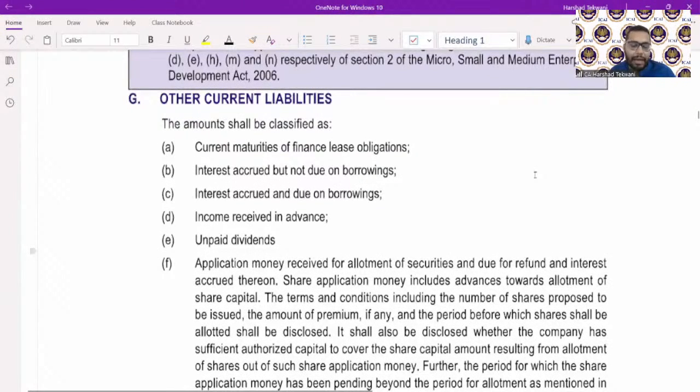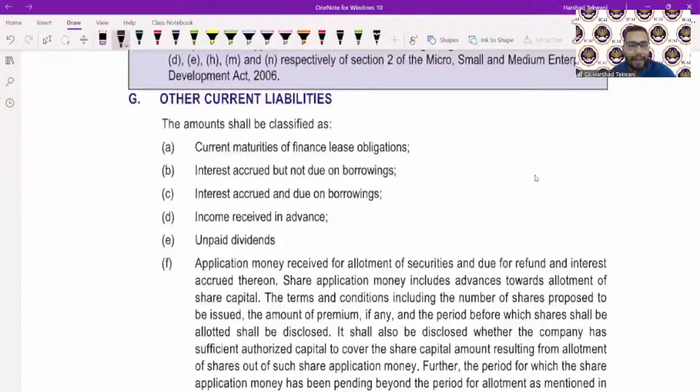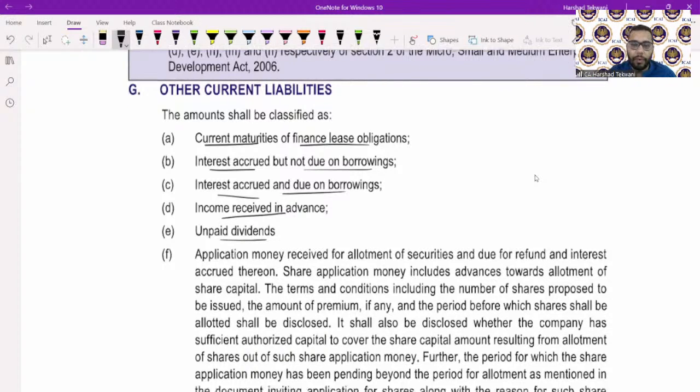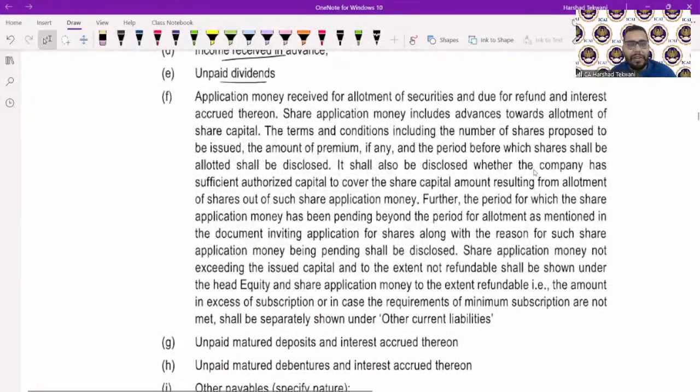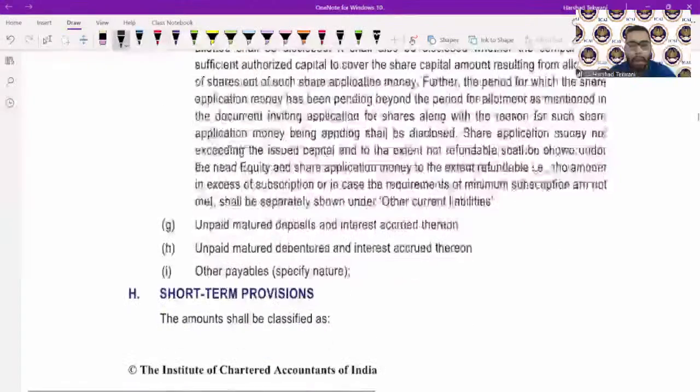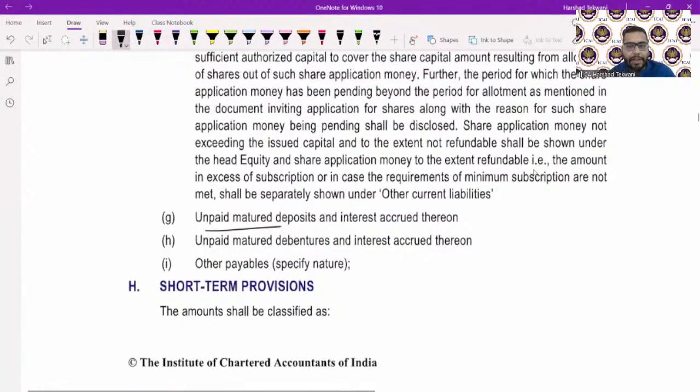Moving ahead, other current liabilities. As per Schedule 3, Division 1, other current liabilities shall be classified into current maturities of finance lease obligations, interest accrued but not due on borrowings, interest accrued and due on borrowings, income received in advance, and unpaid dividends. Then there is the application money received for allotment of securities and due for refund, and interest thereon. A very big disclosure is required on that particular head. Then unpaid matured deposits and interest accrued thereon, unpaid matured debentures, and other payables.